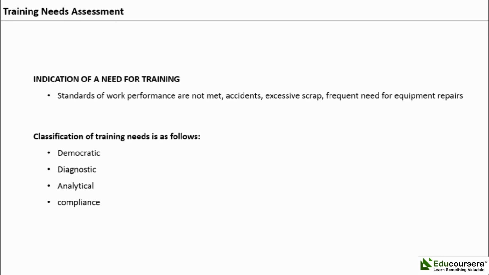Democratic needs are options for training that are preferred, selected, or voted by employees or managers or both. Diagnostic needs focus on the factors that lead to effective performance and prevent performance problems rather than emphasizing existing problems. Analytical needs are generally discovered by intuition, insight, or expert consideration. Compliance needs are those mandated by law. They deal with mandated training programs such as safety training, prevention of sexual harassment, training for implementation of reservation policy, etc.